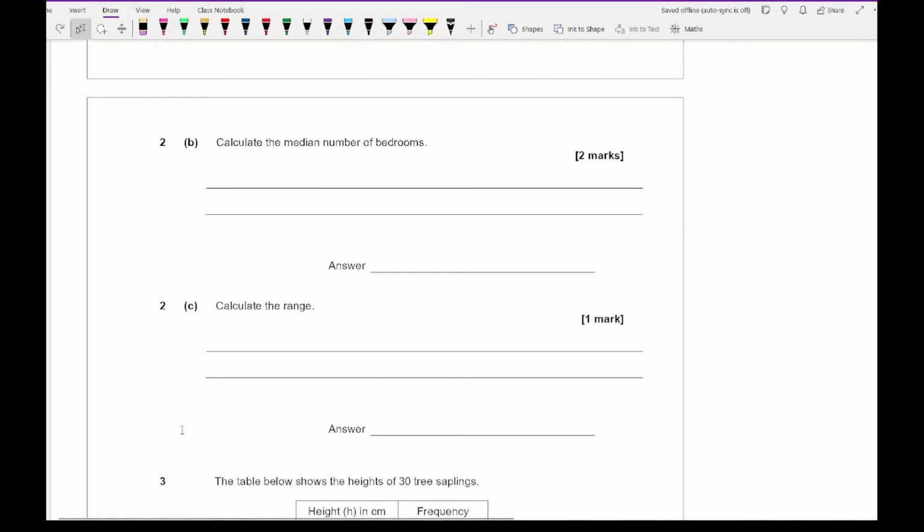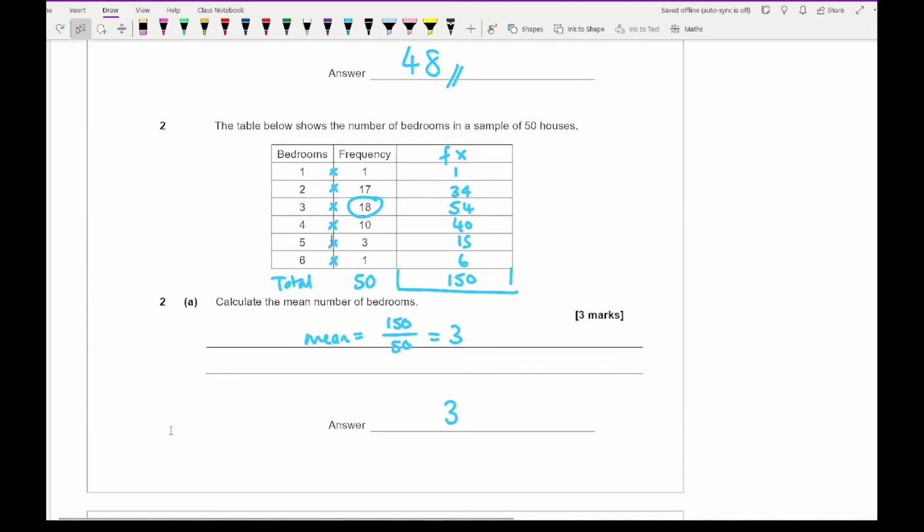Then moving on to question 2b, it says calculate the median number of bedrooms. Now for the median, let me just get rid of all these markings, which I wouldn't recommend that you do in the exam. So we're looking for the median. The middle number from 50 is going to be 25. So the middle position is going to be 25.